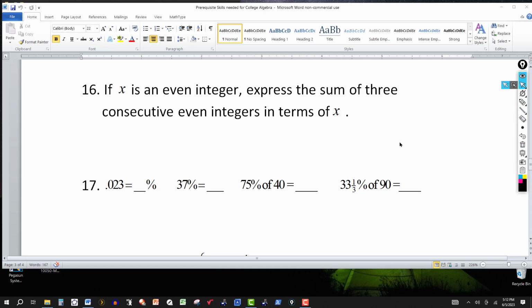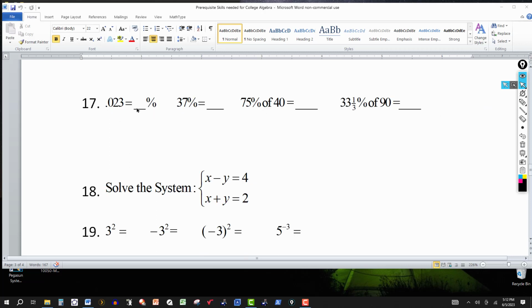Okay, the next one. You should know, going to college algebra, a little bit of percentages. So you should know that the percent sign usually means per 100 or divide by 100. So when you change from a decimal to a percent, you're simply moving the decimal over 2 places to the right. So this would be 2.3. See, the percent means divide by 100. So if you want a regular decimal, take out the percent and just divide that by 100. Moves your decimal over 2 places.